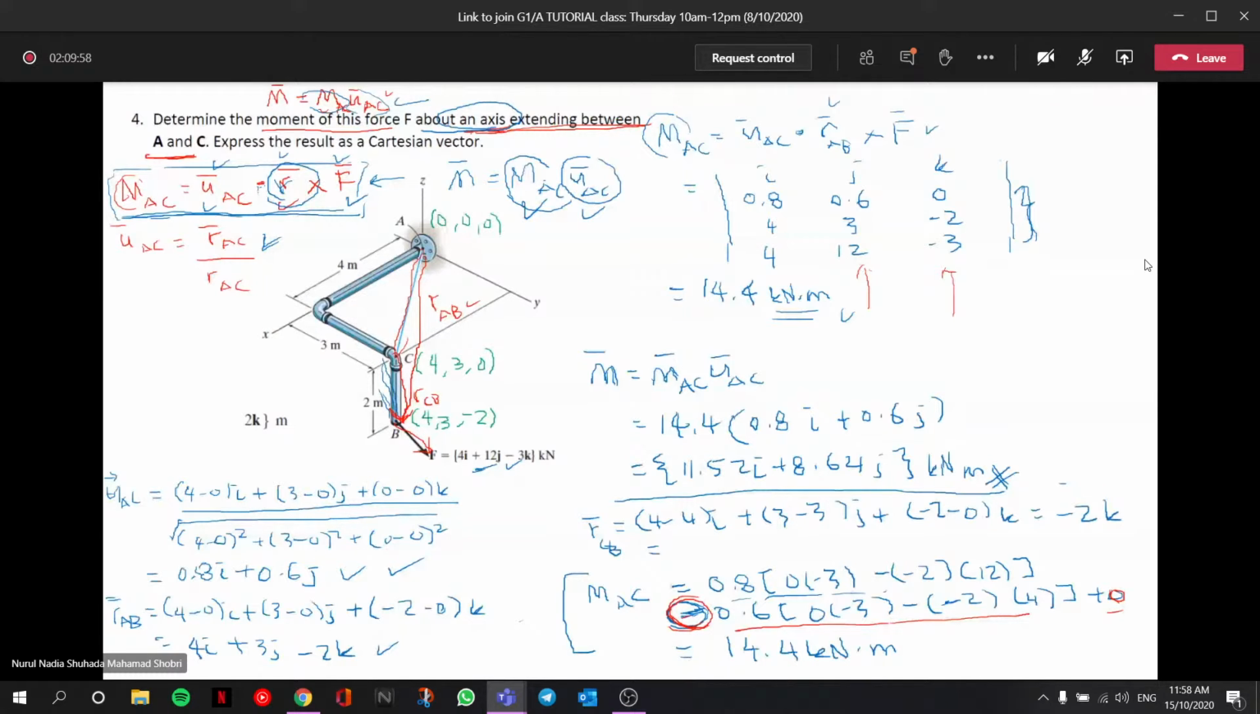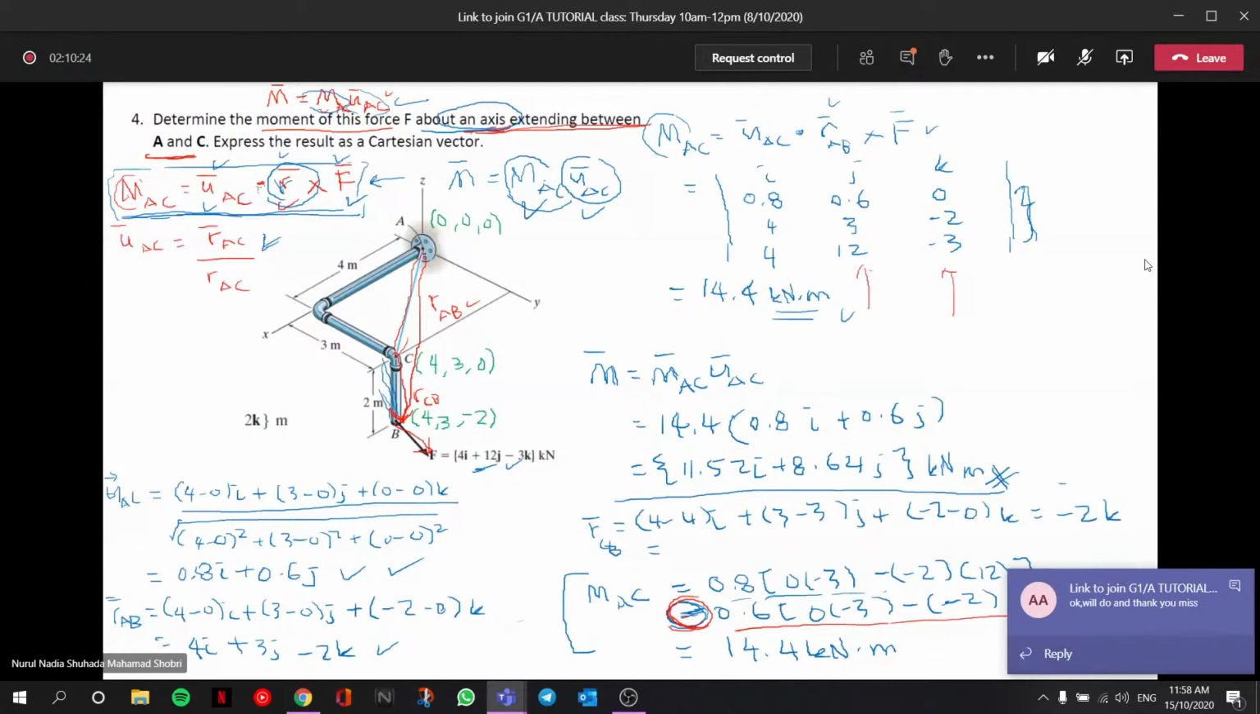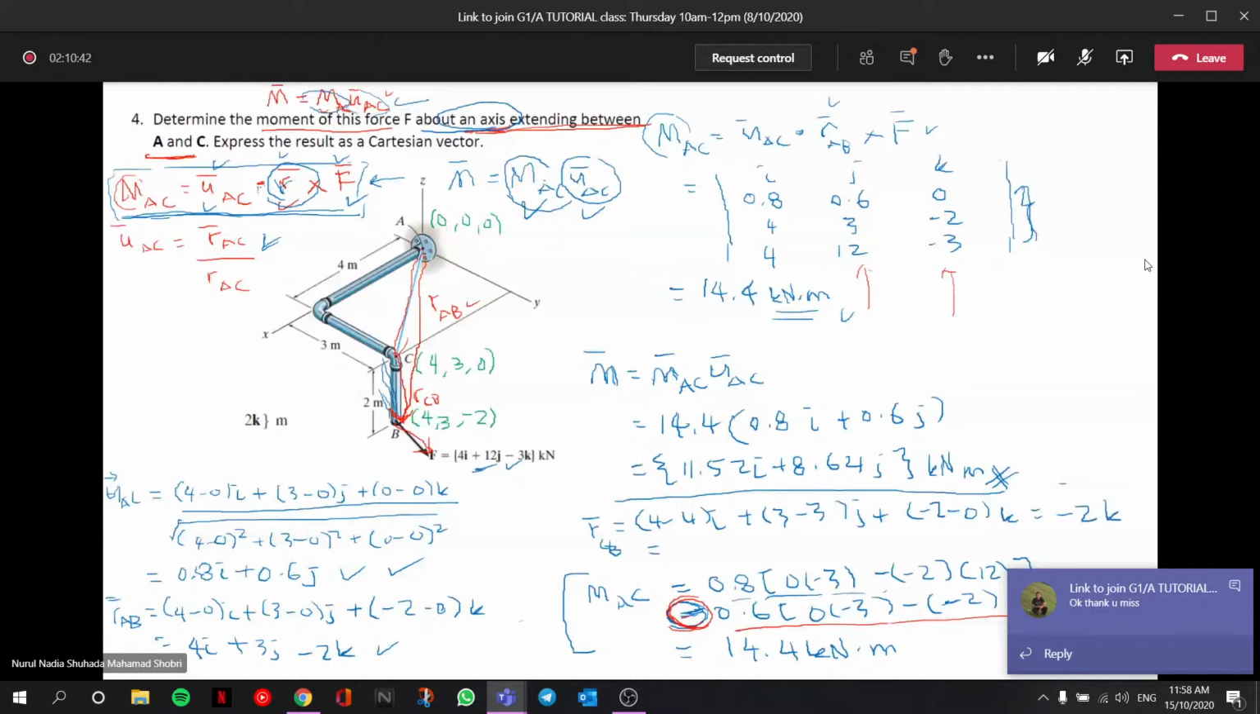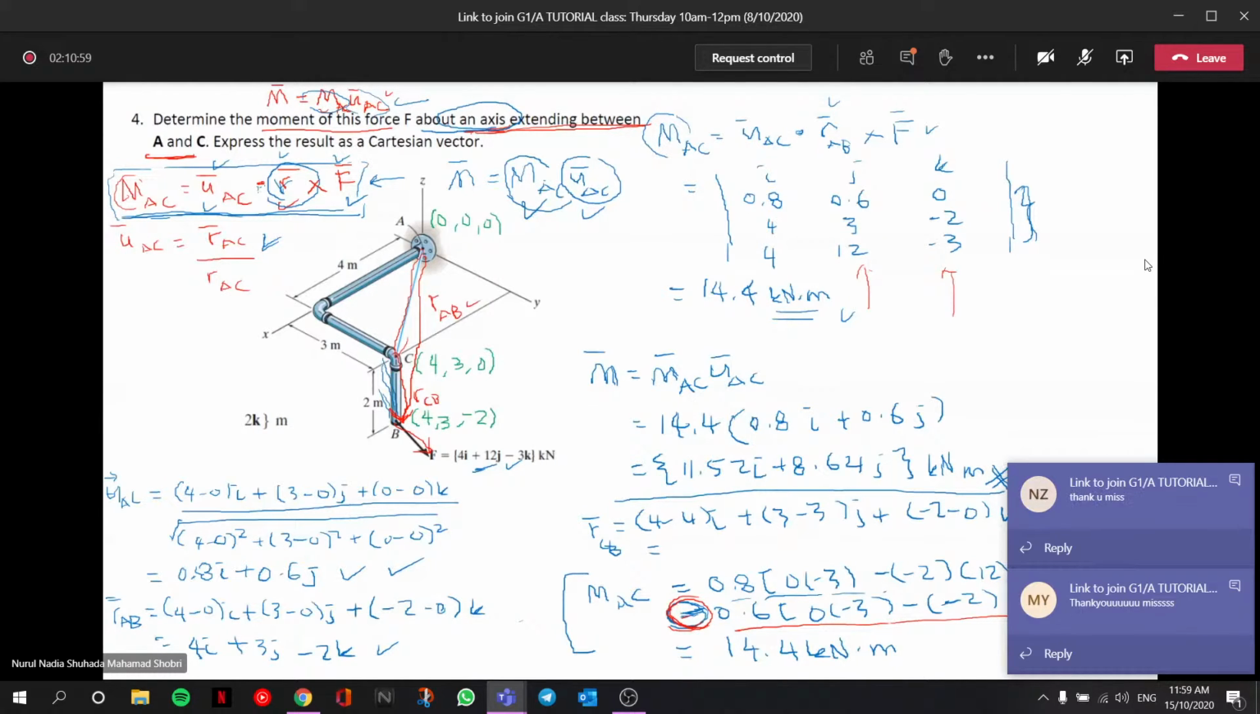And for question number 4, for tutorial 3, can you guys try again and see whether you can still get 14.4 kilonewton meter. You're supposed to get the same answer, because it's the axis extending between A and C. So for any point between A and C, the distance to B, you should get the same answer.